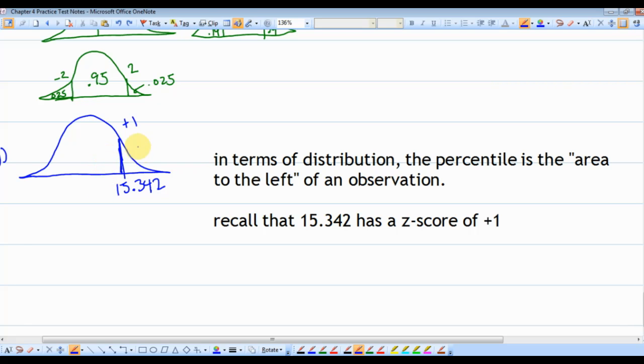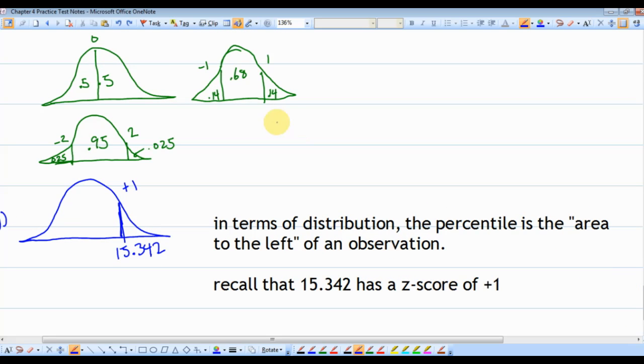Alright, so that's 15.342. That has a z-score of 1. And now that we're using the empirical rule, we know a lot about this. In fact, we just wrote it down. We wrote down that the area to the right of a z-score of 1 is 0.14. Again, please look here, make sure you got this. We just wrote down this Darth Vader helmet here, and we just saw that the area to the right of a z-score of 1 is 0.14. Did everyone agree with that? So I'm going to put a 0.14 here.